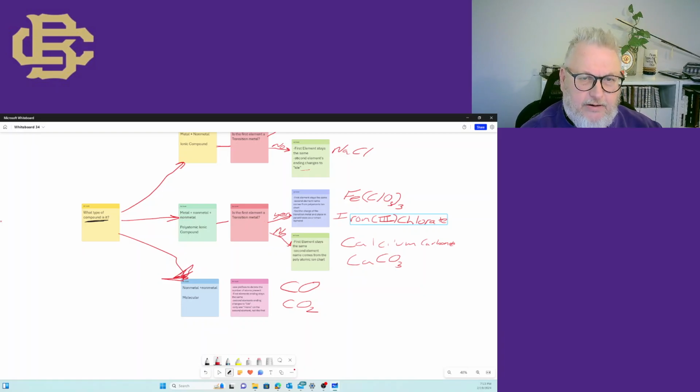Again, non-metal and non-metal, it's going to be molecular, use prefixes. A metal, a non-metal, and a non-metal, you've got a polyatomic. You know you're going to use your chart. A metal and a non-metal, ionic compound, do what you know. And so I think you're going to do very well.